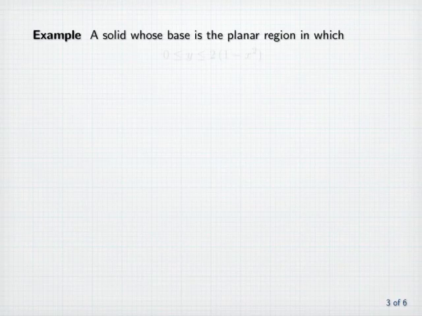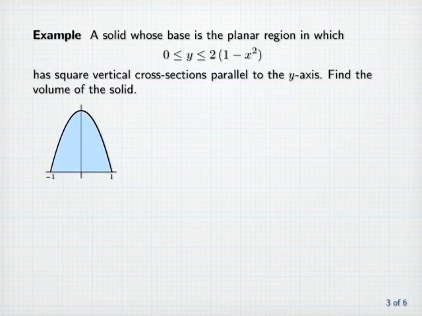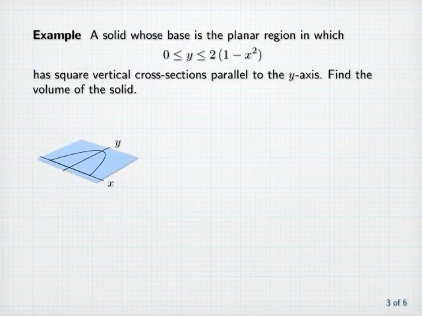Example: a solid whose base is the planar region in which y is between 0 and 2 times 1 minus x squared has square vertical cross-sections parallel to the y-axis. Find the volume of the solid. This is the base of the solid. Note that it extends from -1 to 1 along the x-axis. Now let's make the plane horizontal and show a typical cross-section. And here's what the solid looks like.